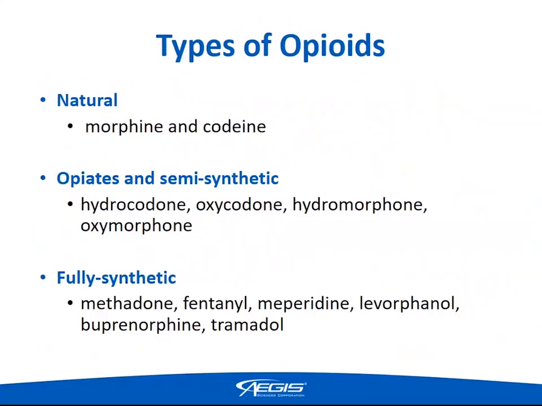I would like to first review the types of opioids that are currently available on the market. Please keep in mind that the parent term opioid encompasses naturally occurring opiates, semi-synthetic, and fully synthetic drugs. The naturally occurring opiates include morphine and codeine. These substances are naturally derived from the opium poppy plant. Hydrocodone, oxycodone, hydromorphone, and oxymorphone are considered semisynthetic as they are derived from naturally occurring opiates. Methadone, fentanyl, meperidine, levorphanol, buprenorphine, and tramadol are fully synthetic opioids.